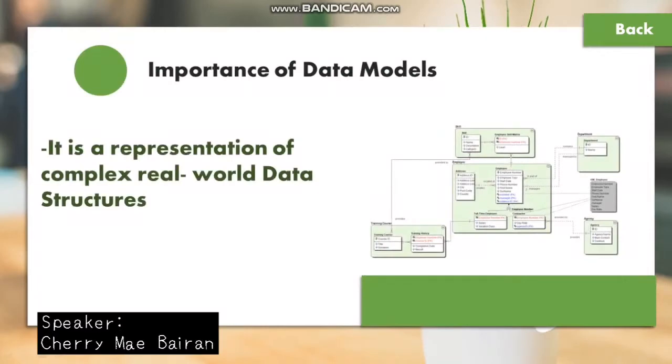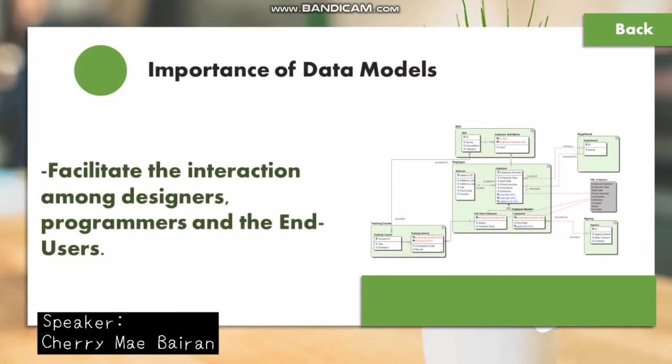Data models. A data model is a relatively simple representation, usually graphical, of more complex real-world data structures. It represents data structures and their characteristics, relations, constraints, transformations, and other constructs. So, yung data models po define how data is connected to each other and how they are processed and stored inside the system. The importance of the data model is it can facilitate interaction among the designer, the application programmer, and the end user.